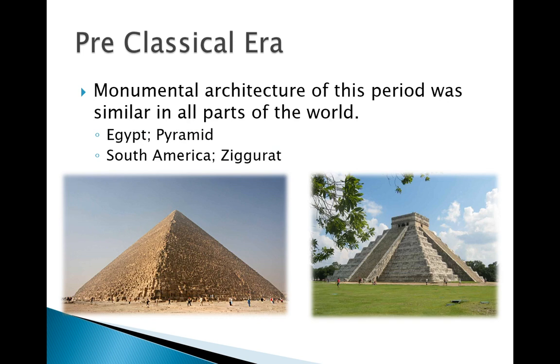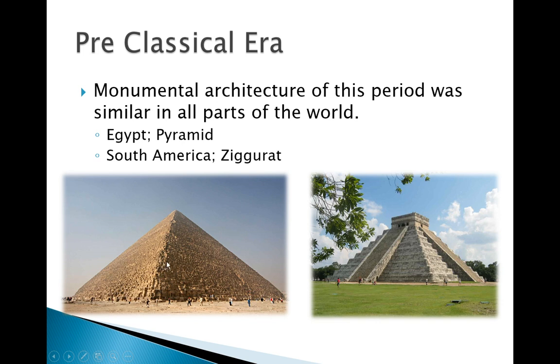All right, so let's start off with the pre-classical era, and I'm going to be focusing mainly on monumental architecture, so large architectural projects or structures. Let's start off with the pyramid. One thing that's interesting to note is that when we talk about monumental architecture in the pre-classical era, whether it's in Egypt or all the way across the globe in South America, we find that the overall shape of the architecture is the same.